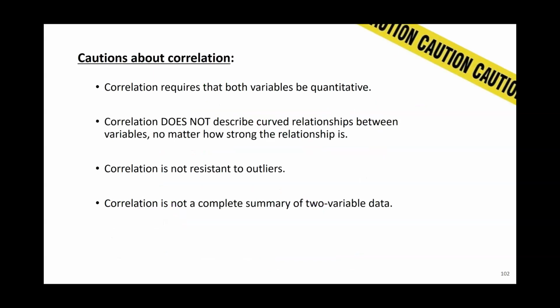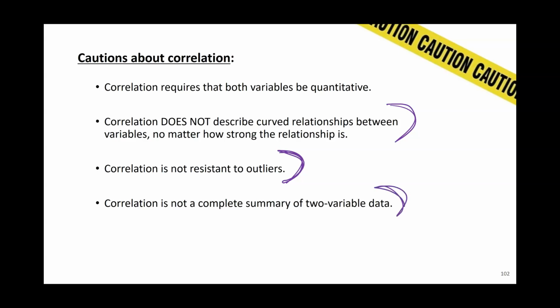So we do want to caution you about correlation. It is an incredibly useful thing to use. However, you need to be cautious about when you use it. You must only use it when both variables are quantitative. You never want to use it if you have a categorical variable. And it does not describe curved relationships. So if you have a really strong curved relationship, you do not want to use the correlation coefficient. It's not resistant to outliers, so that means that you can have a really, really strong relationship and an outlier, and that outlier will mess up your correlation coefficient.